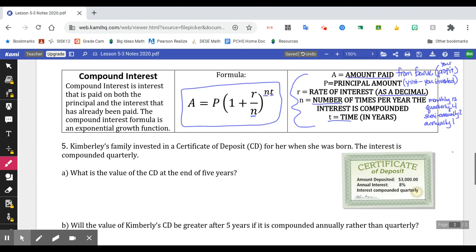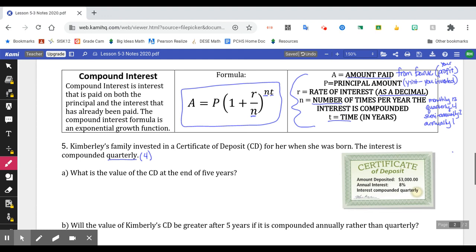All right, let's see if we can get this taken care of. So Kimberly's family invested in a certificate of deposit, a CD, for her when she was born. The interest is compounded quarterly. So there we go. Quarterly means 4, right? What is the value of the CD at the end of 5 years?